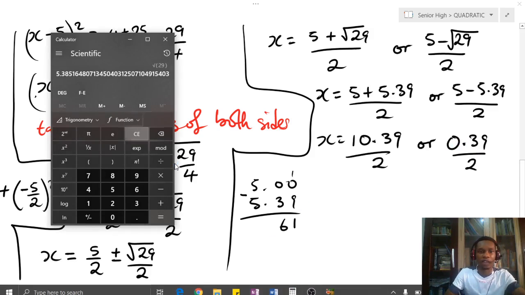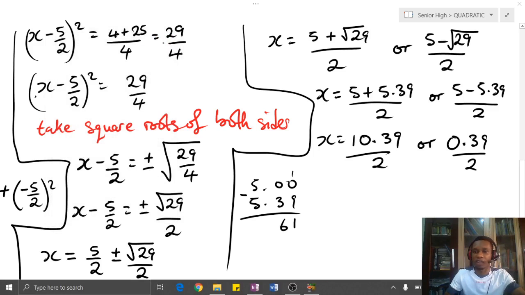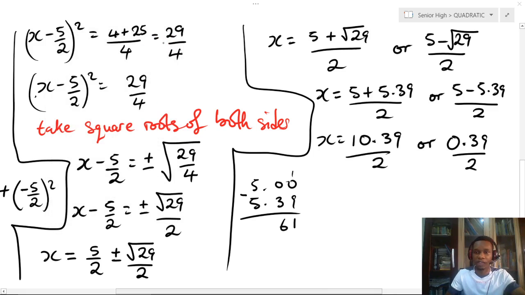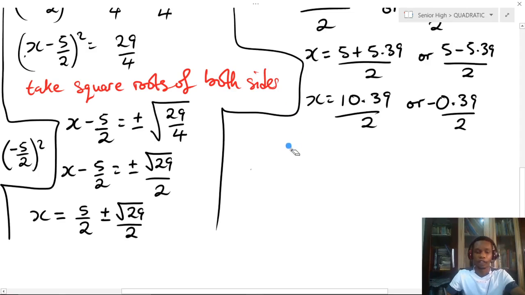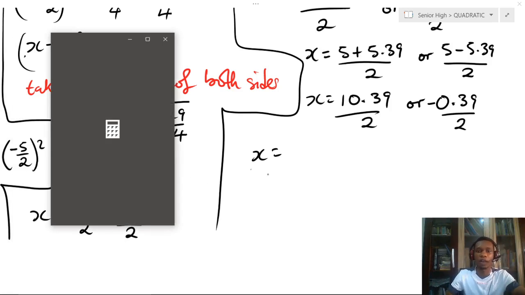So using my calculator to solve it, I can say 5 minus 5.39 will give me what? Minus 0.39. Okay, I'm correct. So that's minus 0.39. So I have minus in my equation. Okay, so let's bring in my calculator.